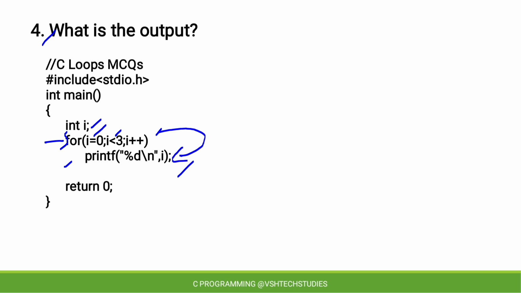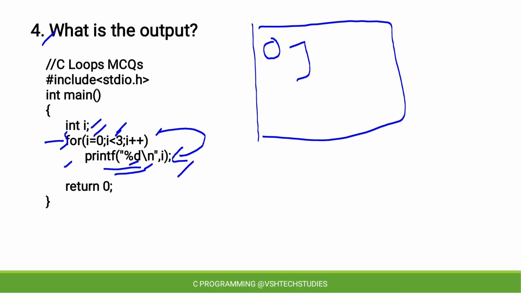So what is done in this? Printing of I value and leaving the line. Both the tasks are mentioned in single statement. So this statement gets executed repeatedly as long as I is less than 3. So when I is 0, 0 is printed, line is left. Then I is incremented because that is mentioned here.